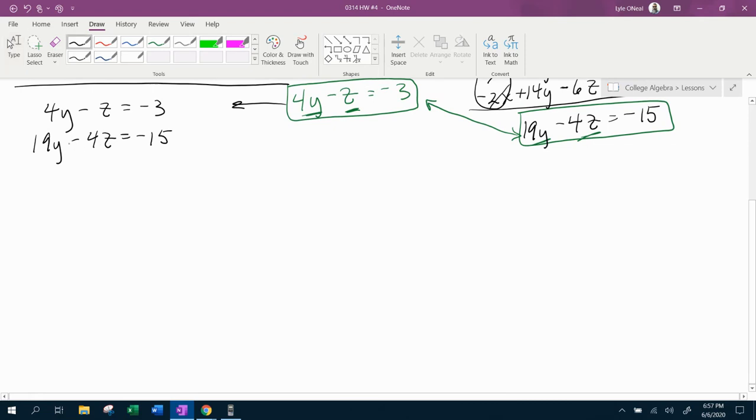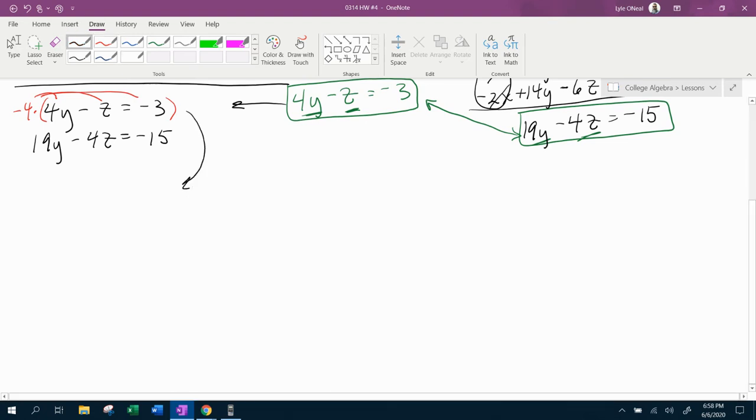And we need to get either the y's or z's to cancel. And I think the z's are going to be the easiest. Here, if I distribute a -4 to this top equation, I notice that -4 times -1 will make a 4z, minus 4z. Those will cancel.